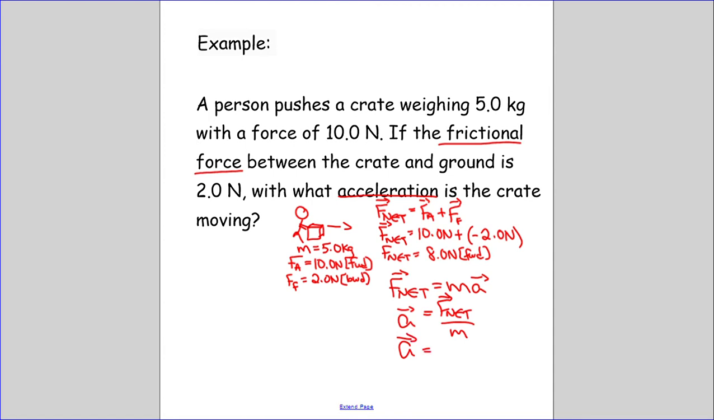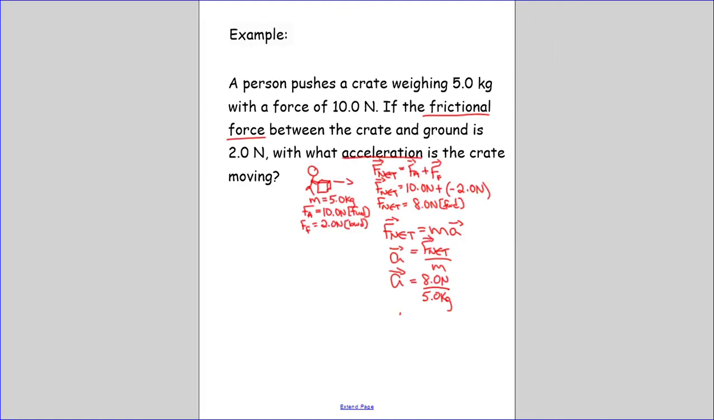Acceleration is equal to the net force, which is 8 newtons, over the mass of the crate, which is 5 kilograms. And so I can see from that that the acceleration, 8 divided by 5, just gives me 1.6 meters per second squared, and that crate is moving forward.